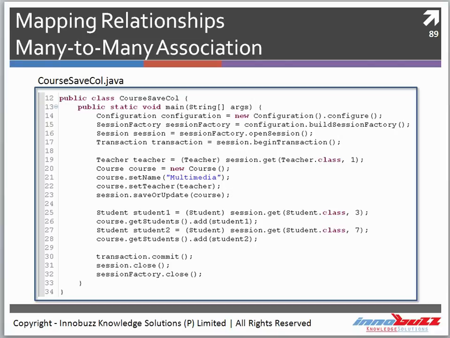The relation between the course and the teacher is set, and once again, before including the students into the collection, we have to save or update the course. After this, two students are being loaded and included into the students collection. Once the students are included, the transaction is committed and the session closed.